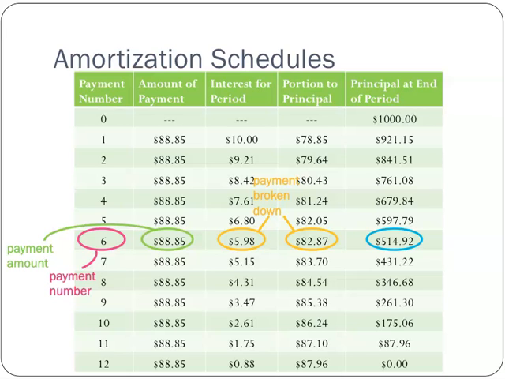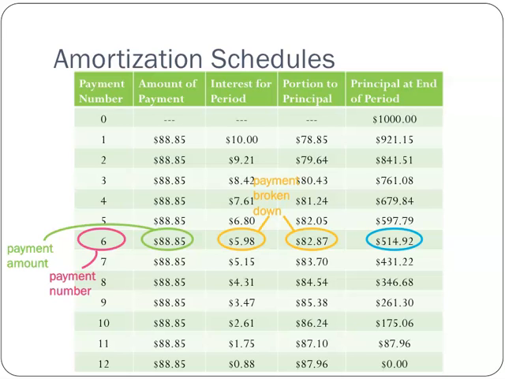As you continue all the way down, you can see that the interest is always calculated off of the principal at the end of the previous period, and then the portion to the principal is simply what's remaining in order to pay it off. You can also easily find the total interest paid by simply summing up everything in the interest column, the interest for each period, and that will give us the total interest paid.